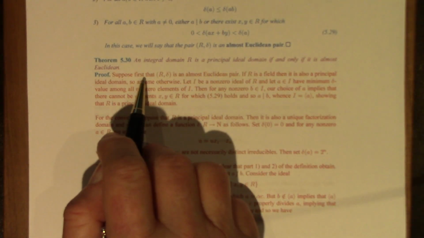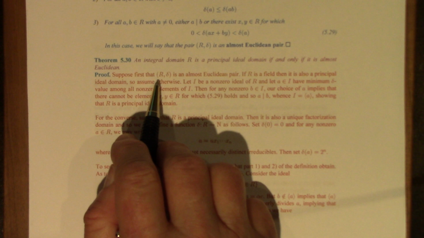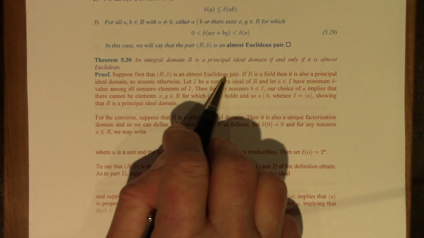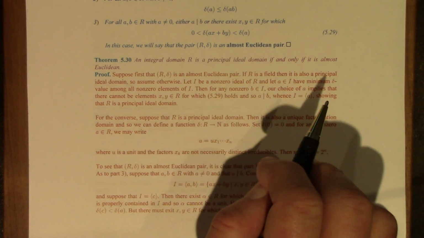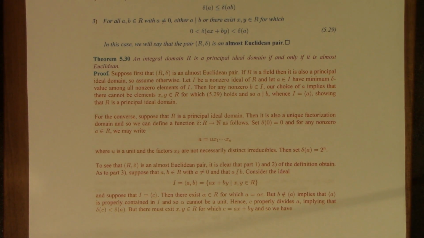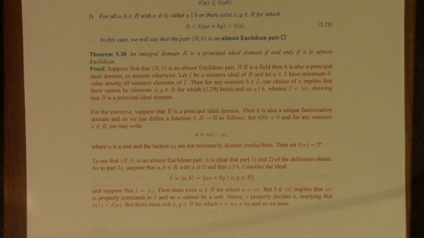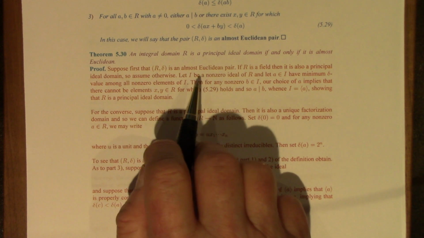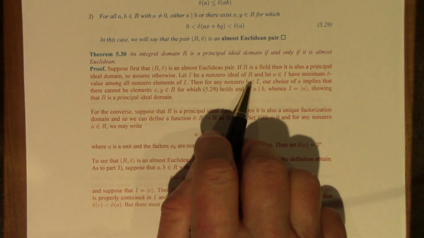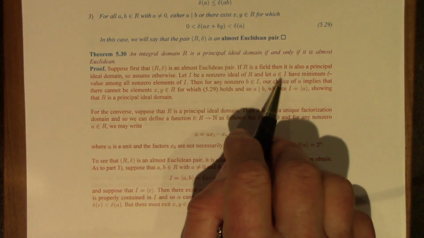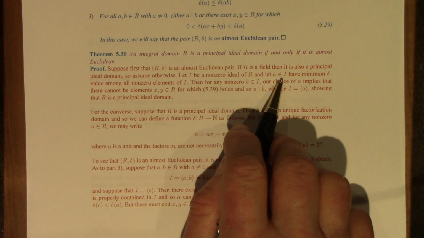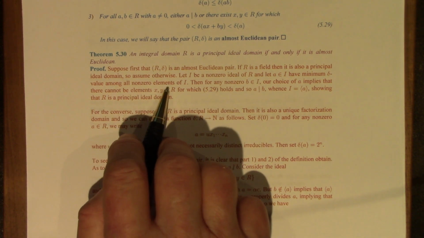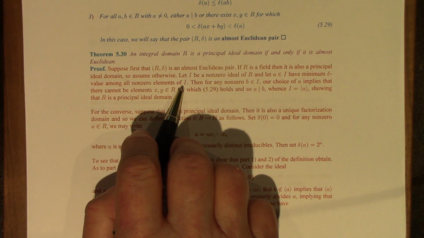As to the proof, suppose first that (R, delta) is an almost Euclidean pair. If R is a field, then it's also a principal ideal domain. So we can assume R is not a field. Let I be a non-zero ideal of R, and let A in I have minimum delta norm among all the non-zero elements of I.